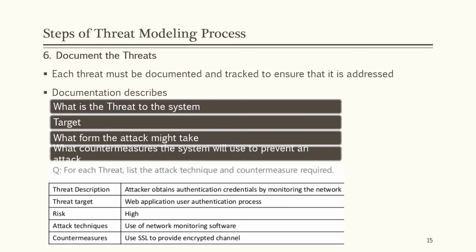Let's have an example. There is a threat. Threat description is attacker obtains authentication credentials by monitoring the network. Threat target is web application user authentication process. Risk is high. Attack technique used is use of network monitoring software, and countermeasure is use SSL to provide an encrypted channel.